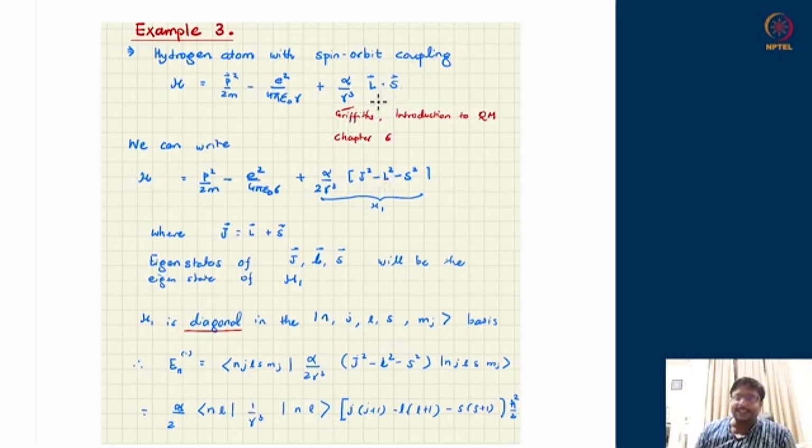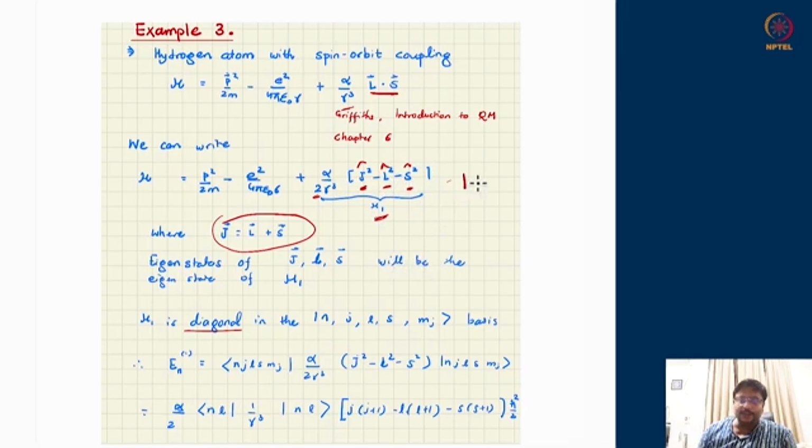And we know that L dot S can be written as J square minus L square minus S square divided by 2. And this comes from the decomposition of the total angular momentum as orbital angular momentum plus spin angular momentum. So therefore, you know that this is operator J square, this is operator L square, this is operator S square. So if I take a state which is an eigenstate of J, L and S, that will be an eigenstate of full H1.